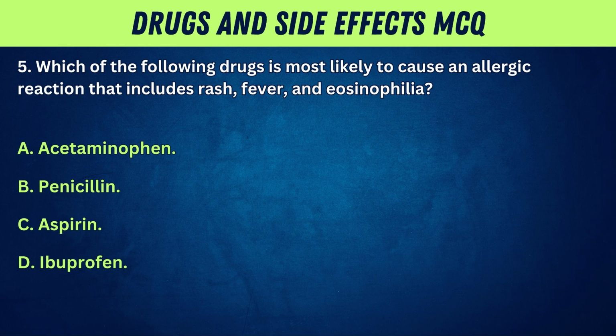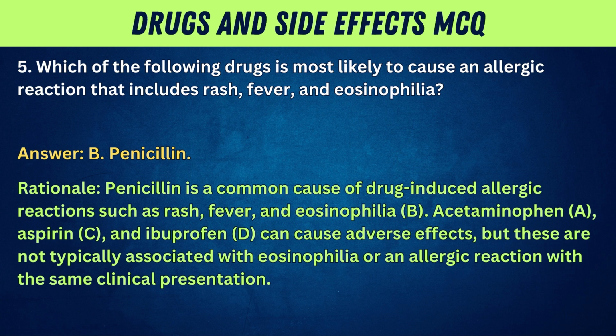5. Which of the following drugs is most likely to cause an allergic reaction that includes rash, fever, and eosinophilia? A. Acetaminophen. B. Penicillin. C. Aspirin. D. Ibuprofen. Answer: B. Penicillin. Rationale: penicillin is a common cause of drug-induced allergic reactions such as rash, fever, and eosinophilia, B.